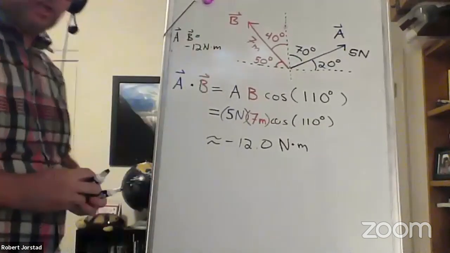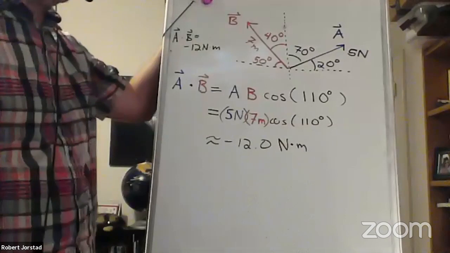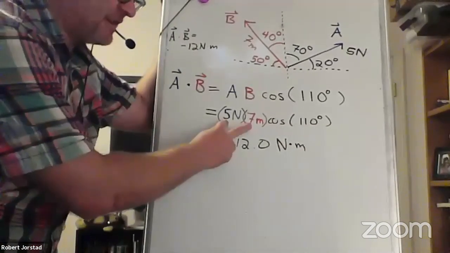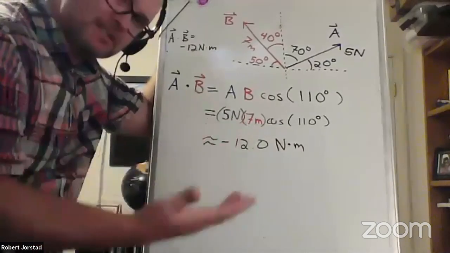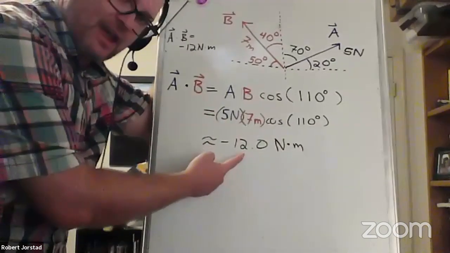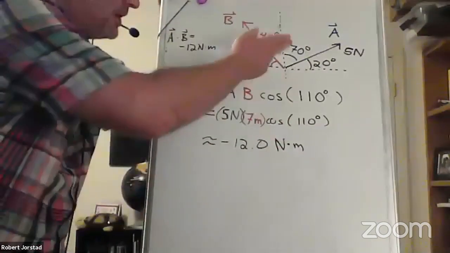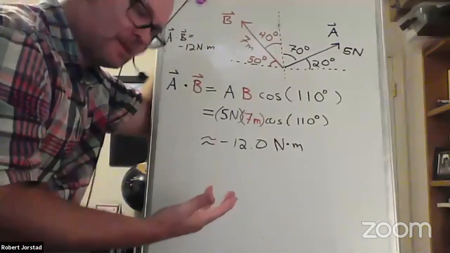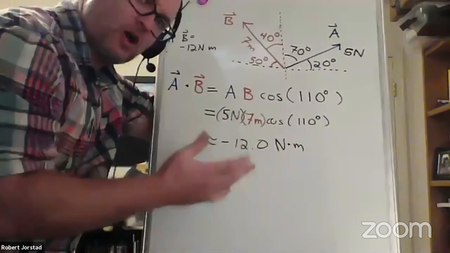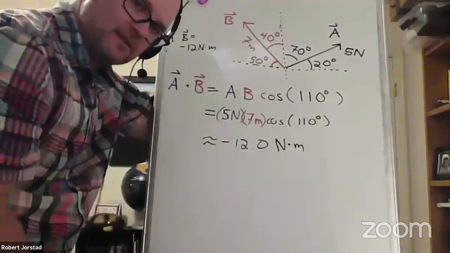Okay. Hopefully you got that. Now let's think. What's the biggest these two vectors could be? It could be 35, right? 5 times 7. The biggest you could get with these two vectors would be 35. This is not close to that. That means these are pretty close to perpendicular. And we see that 110 degrees is close to 90 degrees. So we should expect a small number compared to multiplying the two magnitudes.